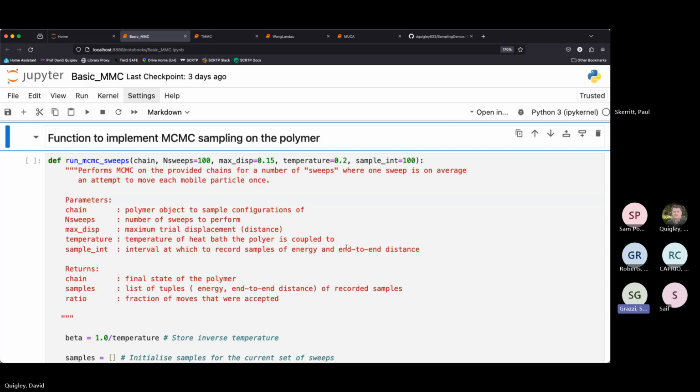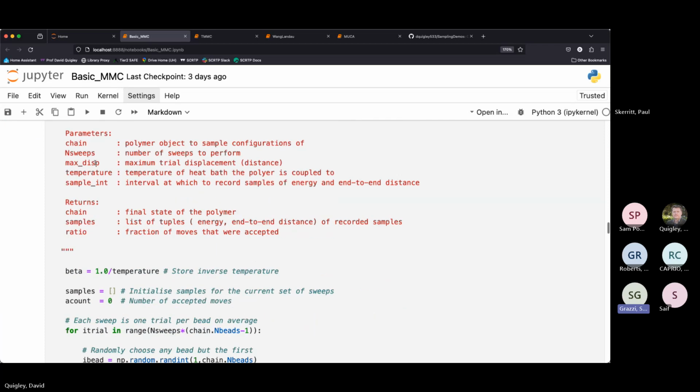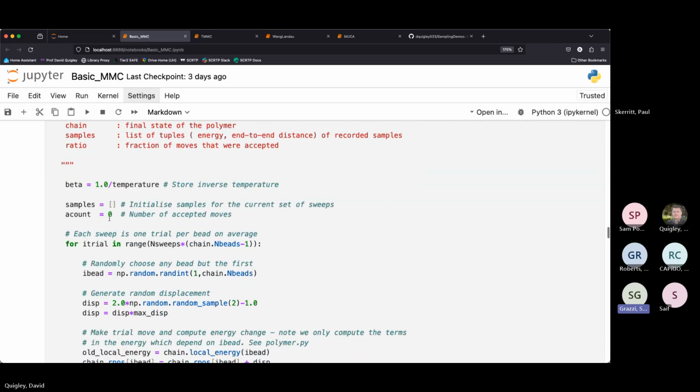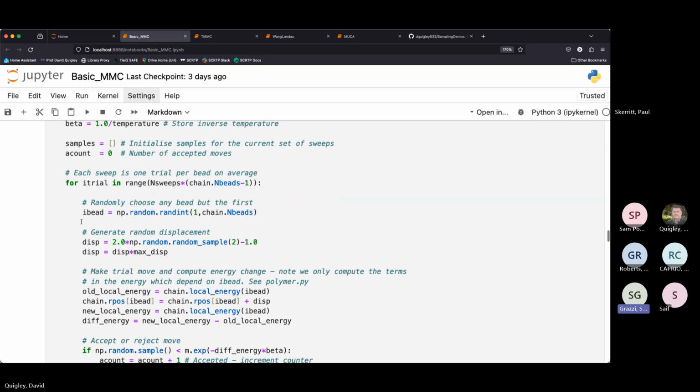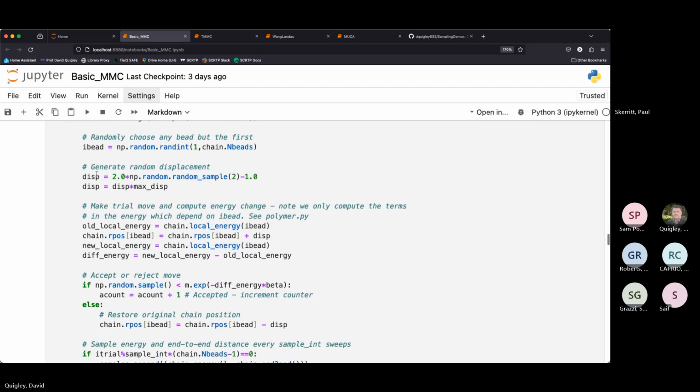I'm only changing one bead at a time. Yeah, so I'll just flip through the code. I'm taking in a temperature, I'm defining my inverse temperature. I'm going to build up a list of samples. I'm picking a random bead. This is making sure I have detailed balance. If I worked sequentially through the beads, I wouldn't have detailed balance, because the probability of attempting the reverse move at the next step would be 0, because the next move operates on a different bead. So I have to choose my bead randomly.